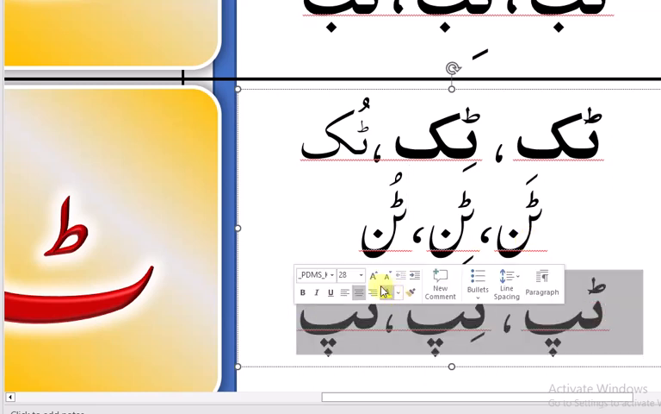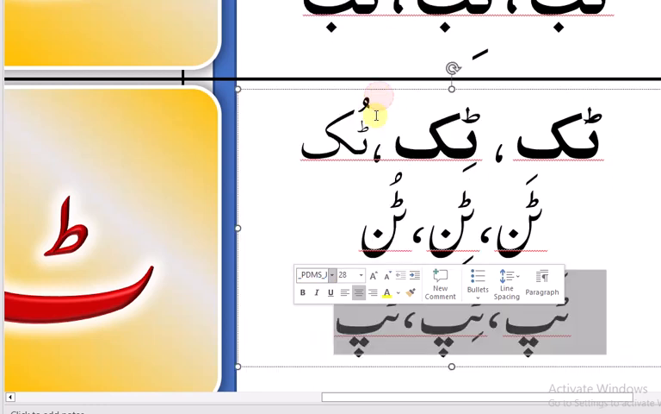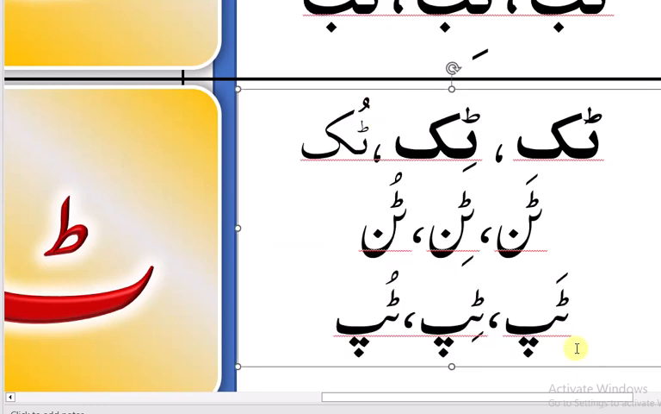So, what about that? Tap. Tip. Tup. If I want to say tan tan, it means the bell ringing. Tan tan. Ghanti baj rahi hai. The bell is ringing.